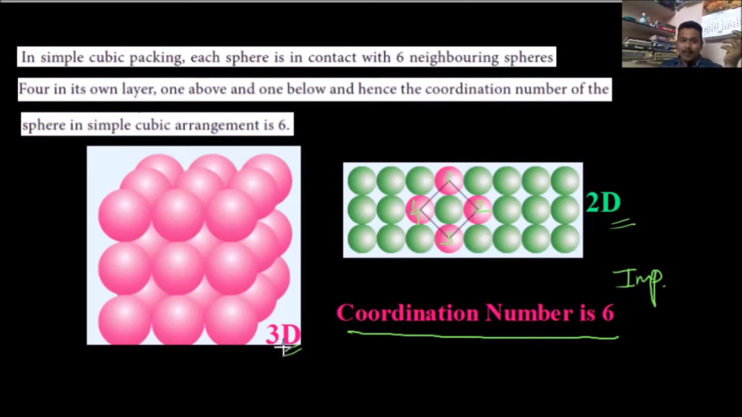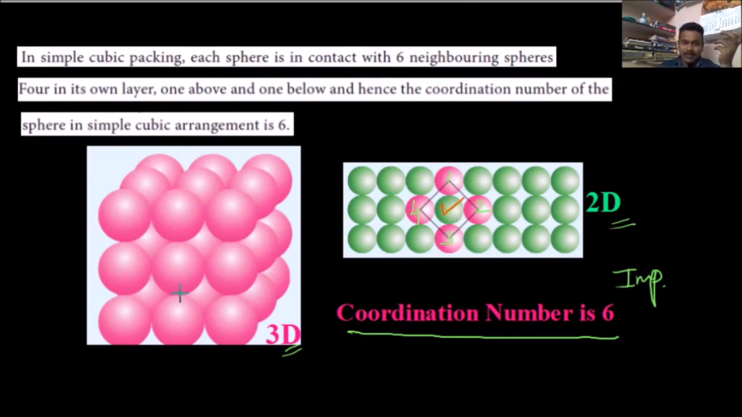Now I am going to talk about three dimensional. Three dimensional means above this layer one more layer will come, and below this layer also one more layer may be there. So this center sphere is in contact with these 4, as well as one sphere from the above layer and one sphere from the below layer. I will show here.